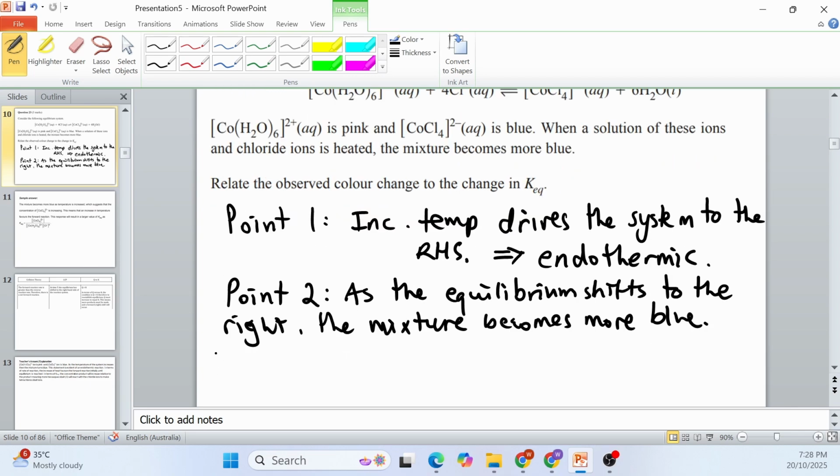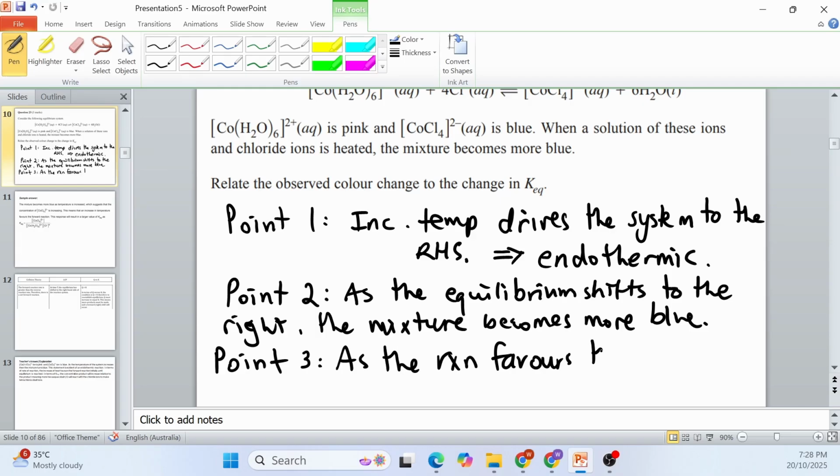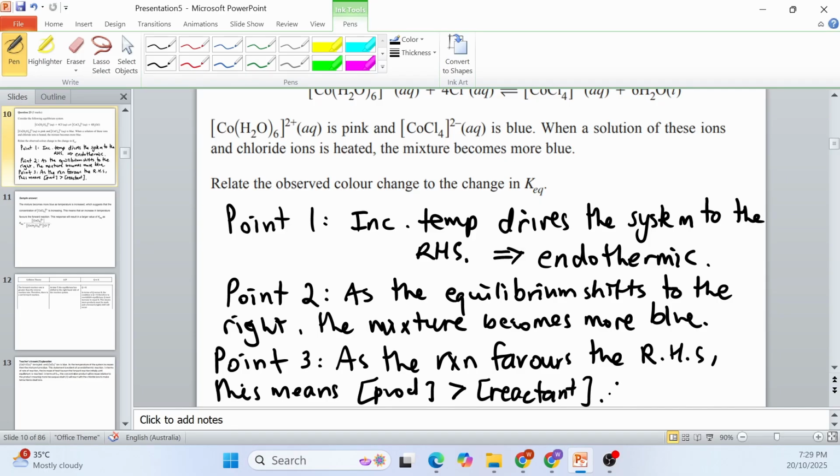Point number 3, as the reaction favors the right hand side, this means the concentration of the product is greater than the concentration of the reactant. Therefore, KEQ is greater than 1. So let's have a look at the sample answer from the HSC.